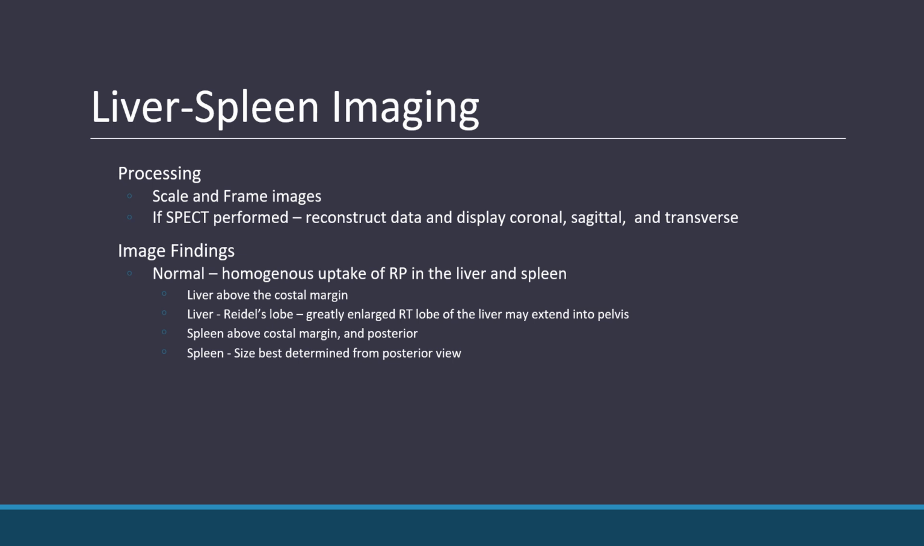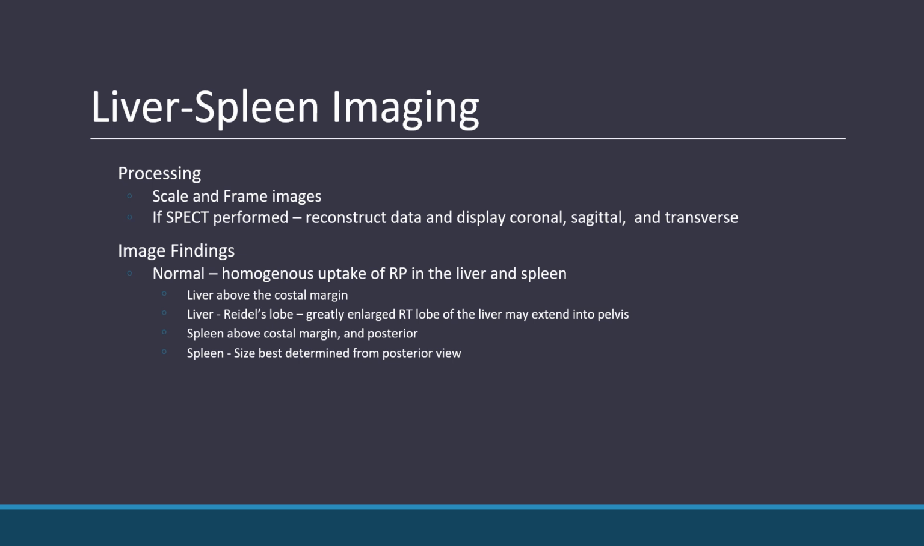When you're processing it, you'll scale and frame the images, make sure they're labeled appropriately. If SPECT is performed, you'll reconstruct the data and display it in coronal, sagittal, and transverse planes. For the image findings, a normal study will be homogeneous uptake of the radiopharmaceutical in the liver and the spleen.